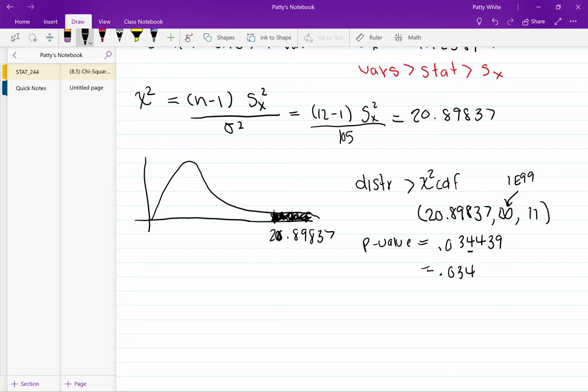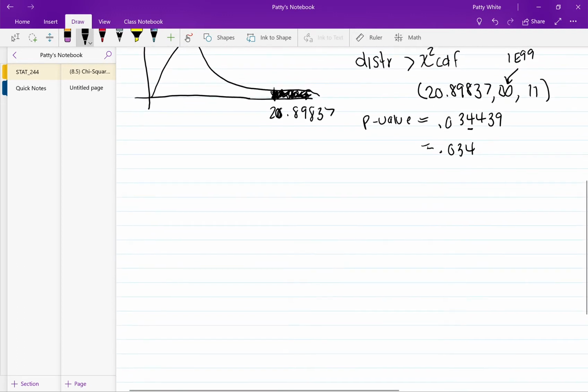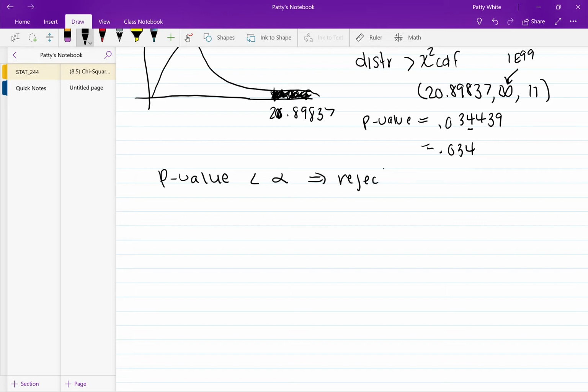Now we need to go ahead and make a decision. So we need to remind ourselves of our decision rule. Our rule is that if our p-value is less than our alpha, that implies we're going to reject. Well, our p-value is 0.034. Our alpha level is 0.10. That was given to us in the problem. And it's true that 0.034 is strictly less than 0.1. So that implies that we reject our null hypothesis.